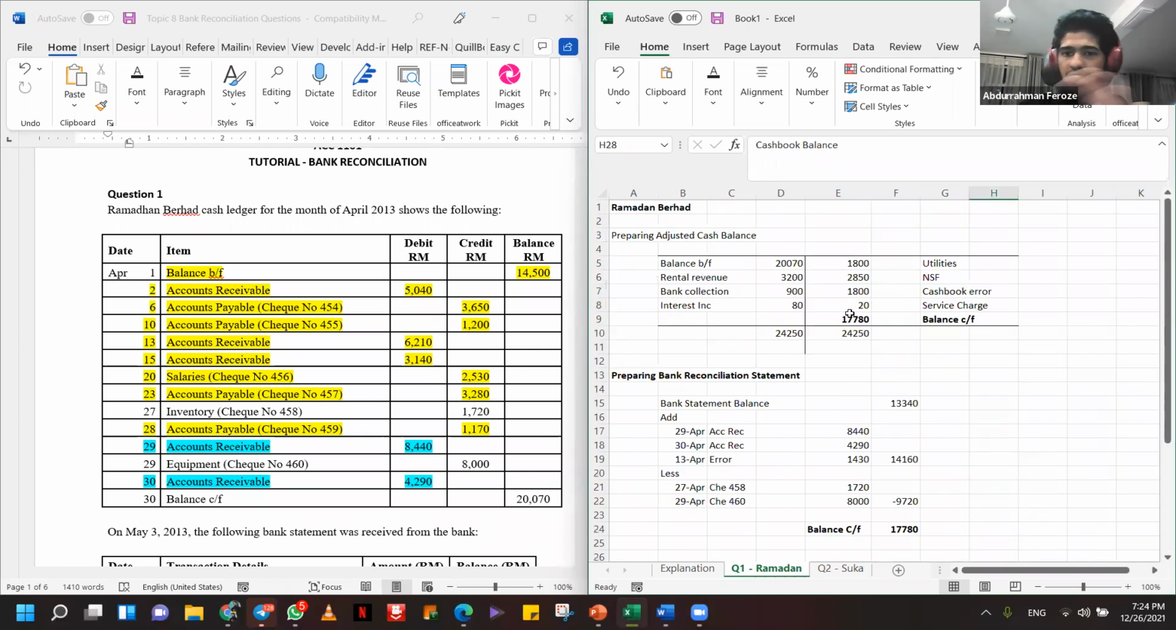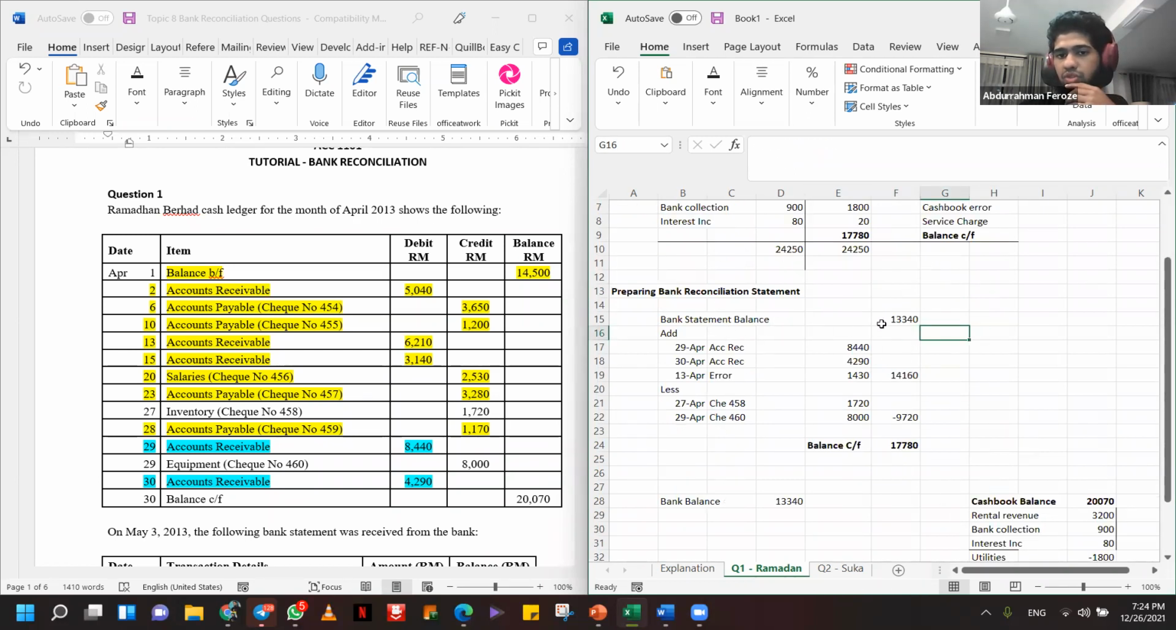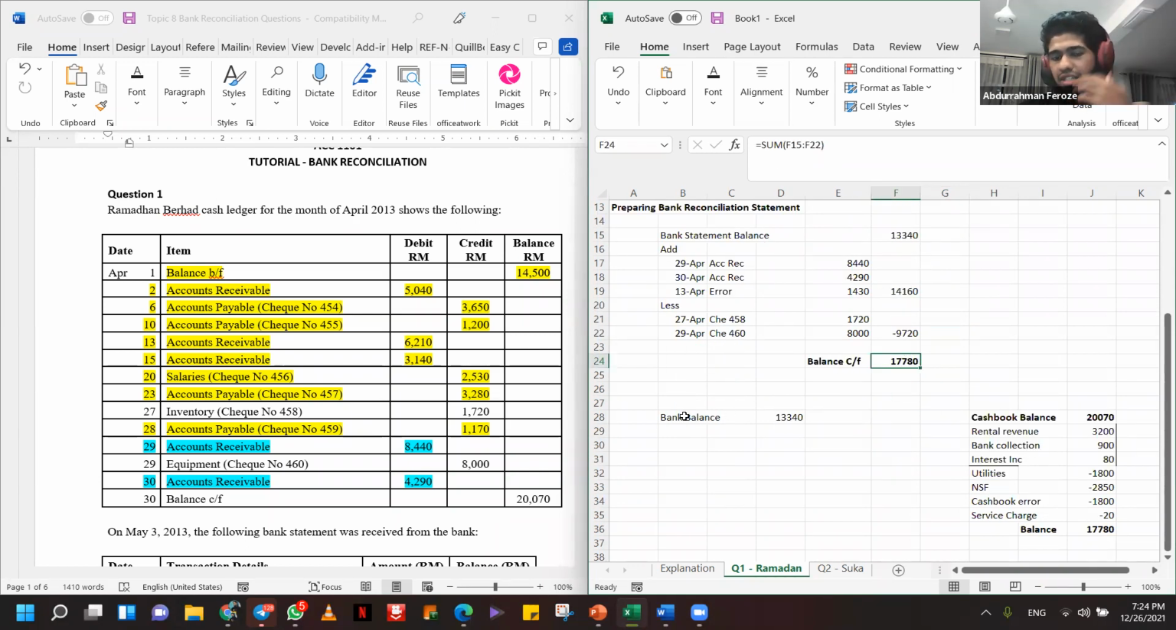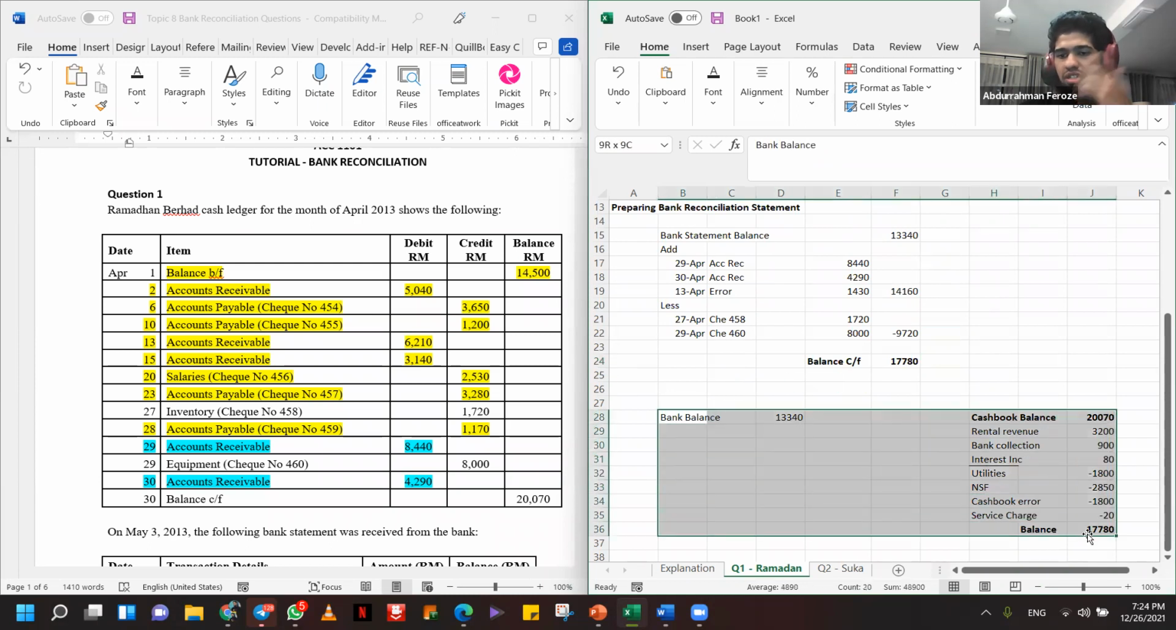But I think method two is not needed already. Method one is more straightforward. You get the adjusted cash balance, right? And then you prepare the bank reconciliation statement using the bank balance, and then hopefully you match between the two, and that's what matters. The second method is really not needed. So yeah, if you want, you can take a look at that, but I really don't see that as a necessity. All right.